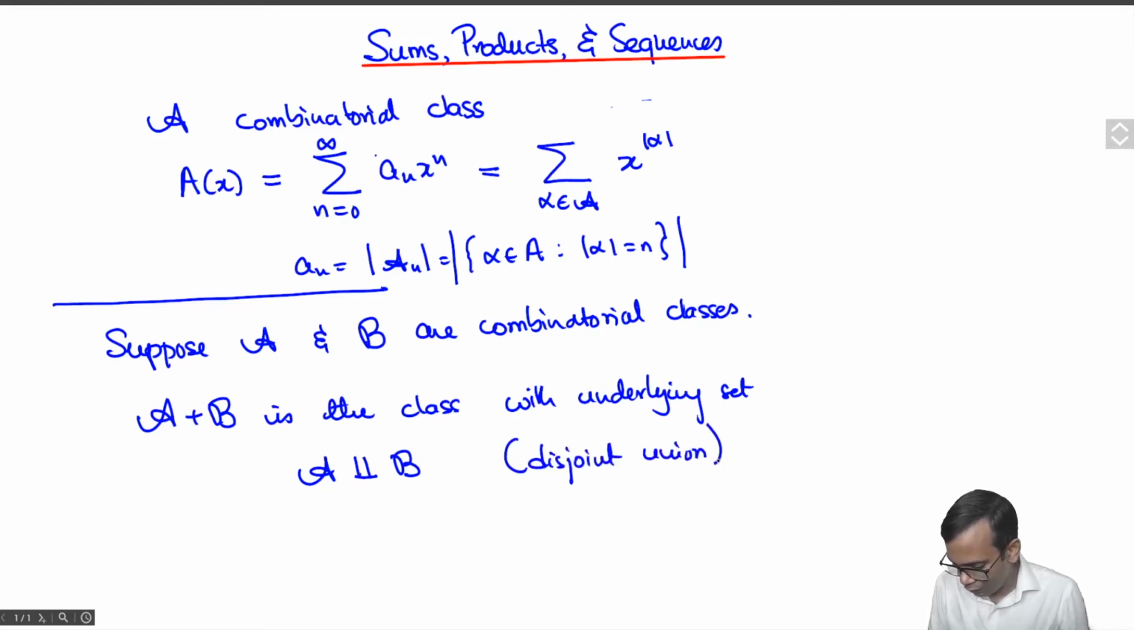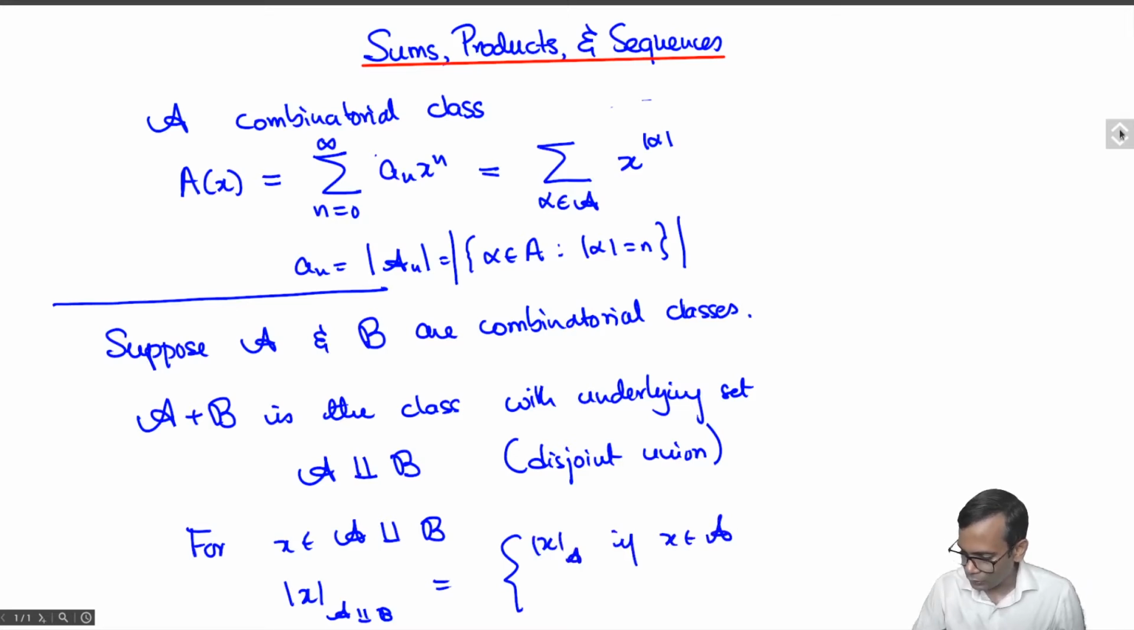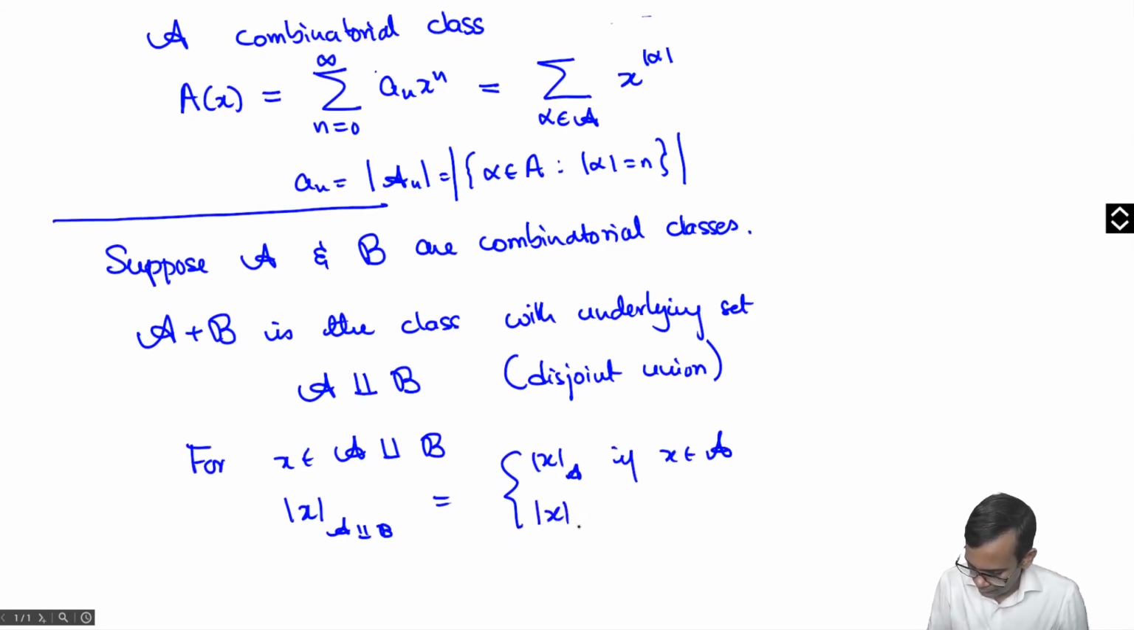I must still define the size. So if I have x belonging to the disjoint union of A and B, then its size, and I'll use the subscript to say where I'm looking at the size of an element. So x is either in A or in B, so it's going to be the size of x in A if x belongs to A, and it's going to be the size of x in B if x belongs to B. And that's the combinatorial class A plus B.